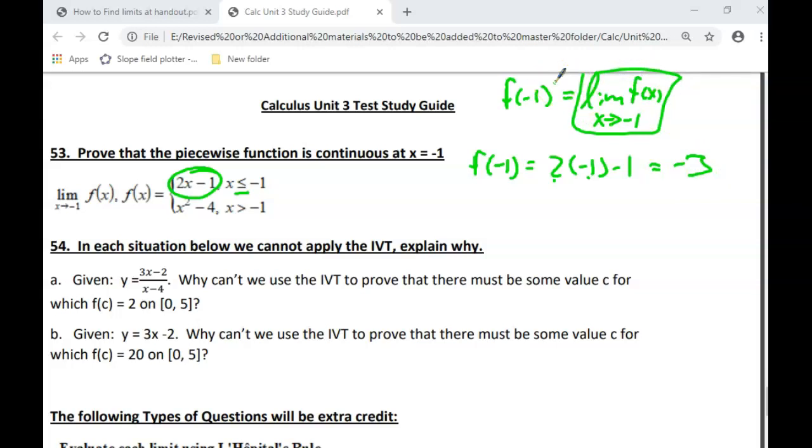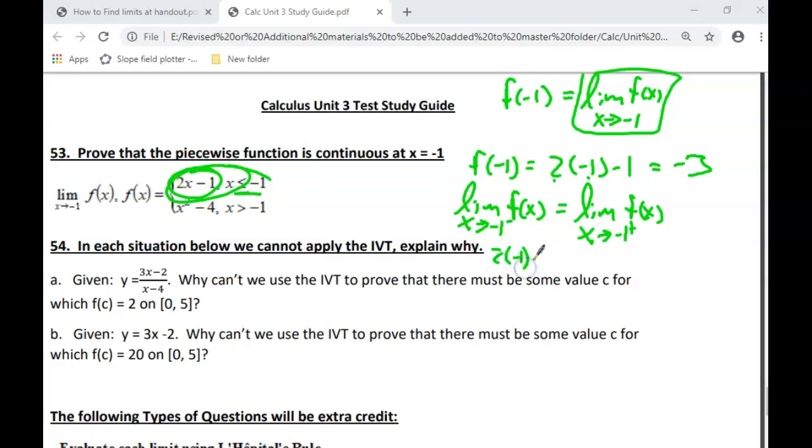Now, we talked about how you find the limit of a piecewise function. You find the limit from the left and you find the limit from the right. If I'm finding it from the left, that means less than, which means I'm using 2x minus 1. So I'm going to do 2x minus 1, and I'm plugging in -1. And then the limit from the right, that means I'm using the bottom one. So I'm plugging in -1 into the bottom function, which is x squared minus 4.